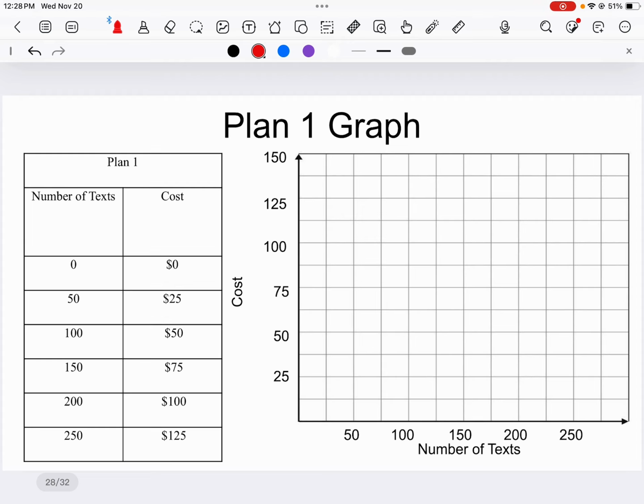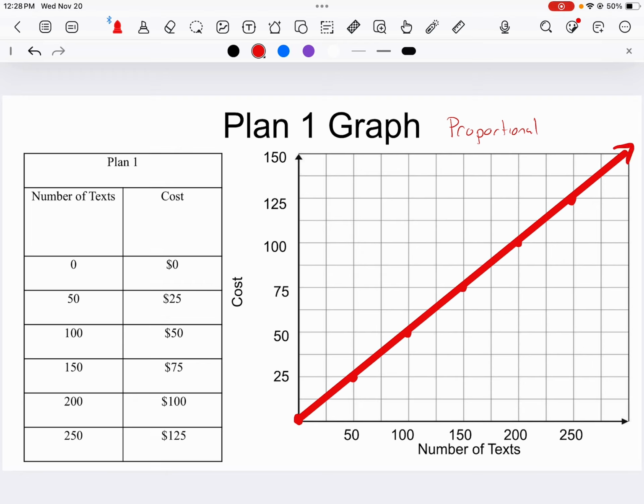Now we're going to look at the graphs. Plan 1, remember, was a proportional relationship. So 0 texts would cost $0. 50 texts, 25. 150 texts is 75. 200 texts is 100. And 250 texts is 125. And when I connect my points, this graph is a straight line that starts at the origin.